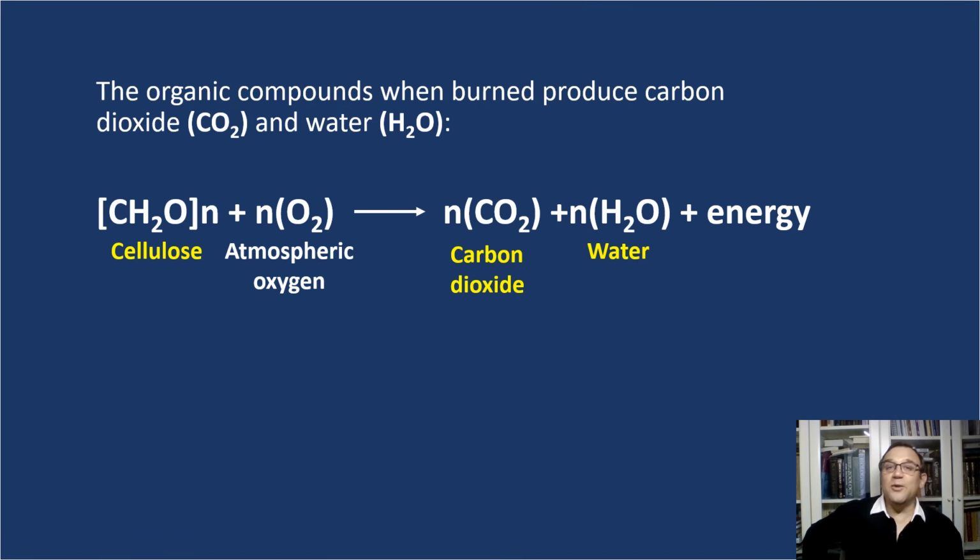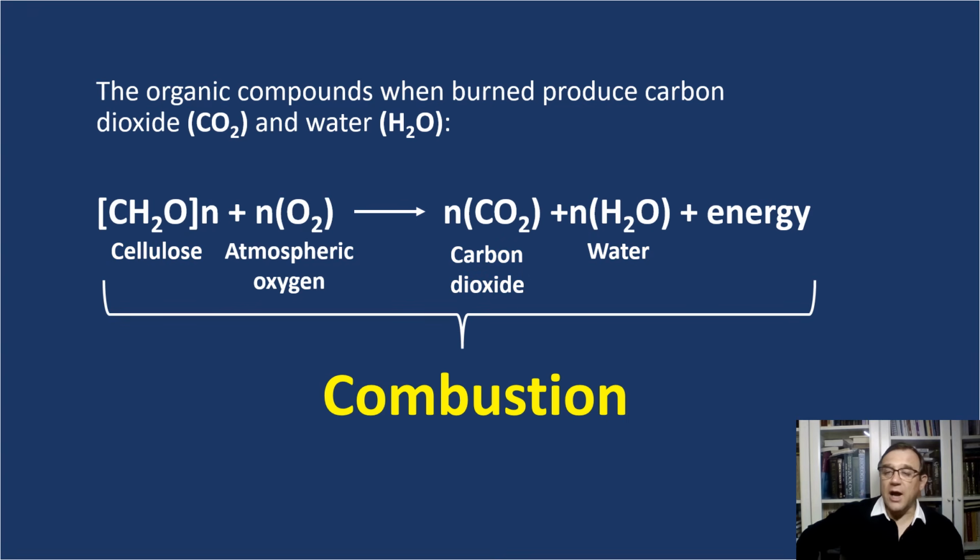What we just burned was cellulose, the primary component of paper. It consists of carbon, hydrogen, and oxygen arranged in long chains. When burned, oxygen, a highly reactive element, breaks down the cellulose into carbon dioxide and water, releasing energy. This type of reaction is called combustion.